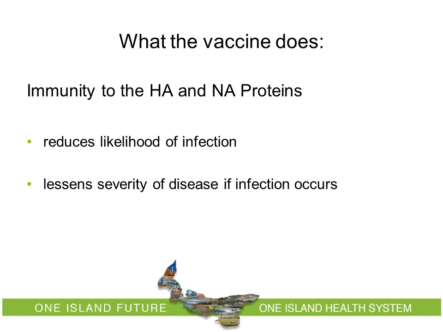The vaccine provides immunity to the hemagglutinin HA and neuraminidase NA proteins, which reduces the likelihood of infection and lessens severity of disease if infection occurs. The injected flu vaccine stimulates your body's immune system to make antibodies to attack the flu virus. Antibodies recognize and fight off germs such as viruses that have invaded your blood. If you're exposed to the flu virus after you've had the vaccine, your immune system will recognize the virus and immediately produce antibodies to fight it.